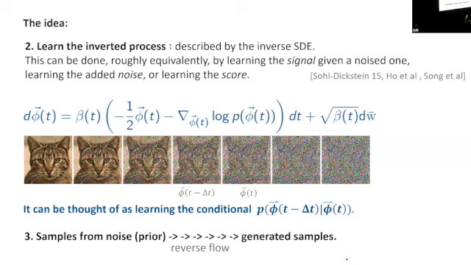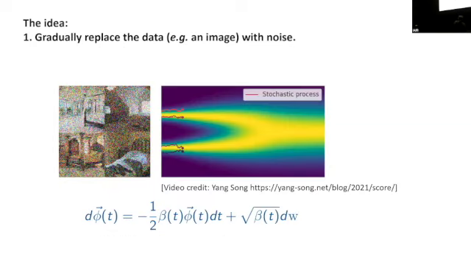There are different ways of phrasing it, score matching or denoising and so on. But in essence, it can be thought of as learning the conditional distribution. Given the noised version of the data, how can you predict the less noisy version? Once you have learned that, then you just sample, as I said.